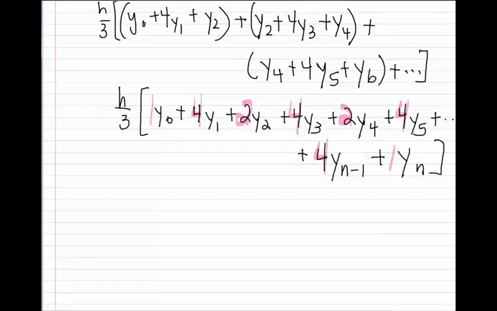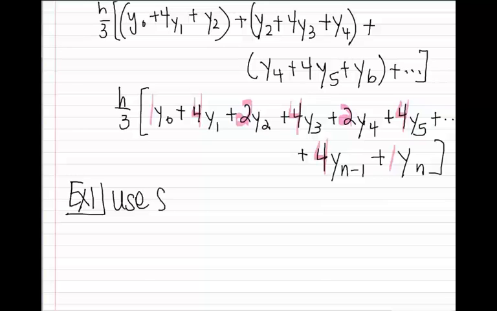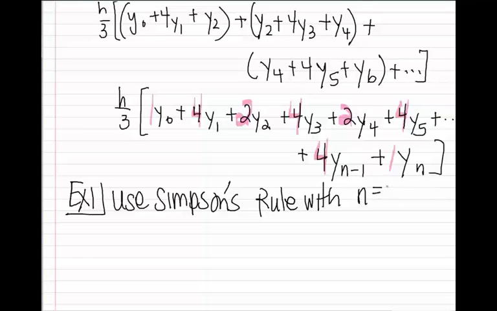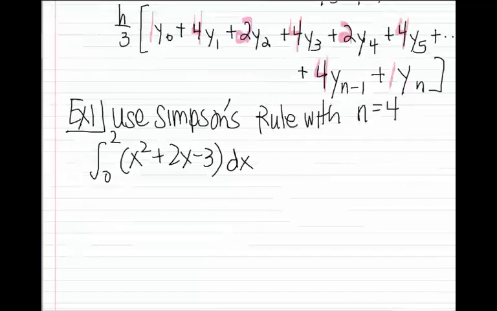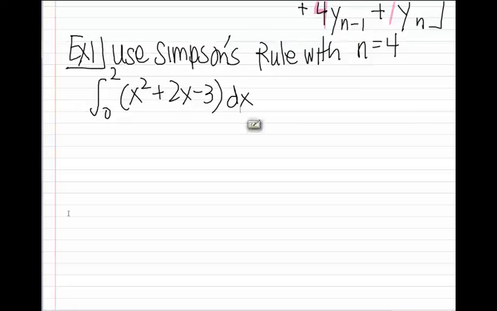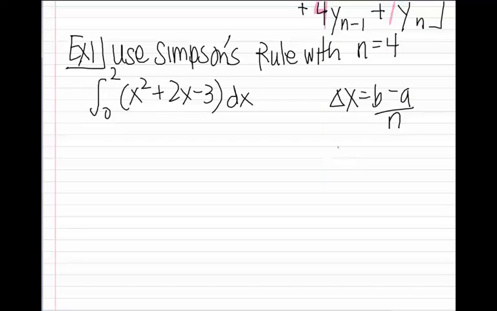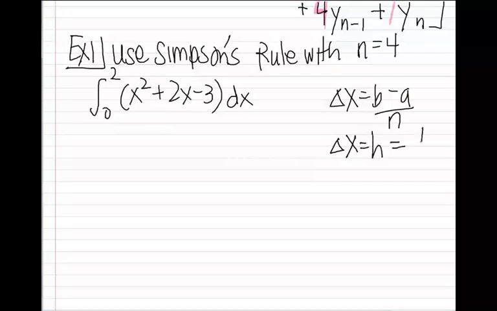So let's just do a really quick little example. Let's use Simpson's rule with n equals 4 to find the area under the curve of x squared plus 2x minus 3. So I want to use Simpson's rule with n equals 4. Now, what is our delta x going to be? Okay, delta x is going to be b minus a over n. So 2 minus 0 over 4. So our delta x, which is also our height, will be 1/2.